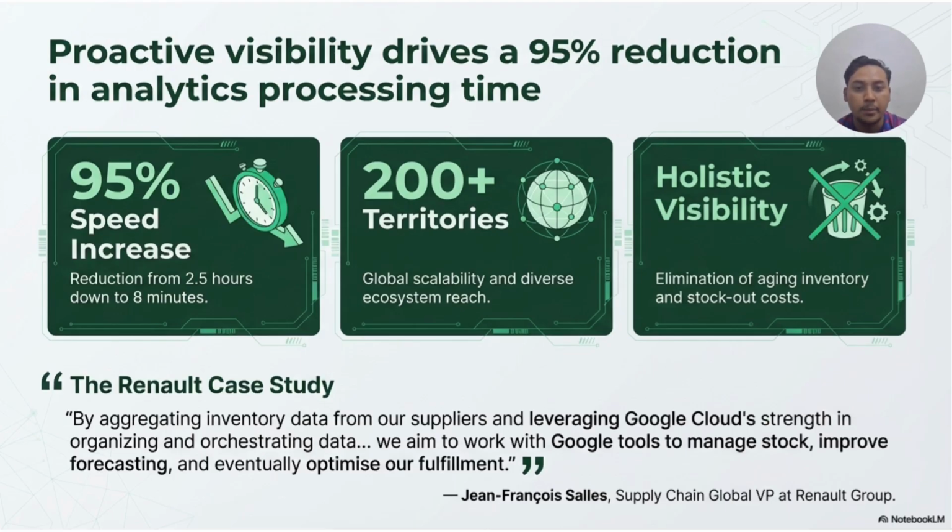The key metrics: 95% speed increase. We have seen processing time drop from 2.5 hours down to just 8 minutes. This allows for near real-time decision making. 200 plus territories. This is a localized success. It provides global scalability across our entire diverse ecosystem. Holistic visibility. By seeing the full picture, we eliminate aging inventory and drastically reduce stock-out costs.